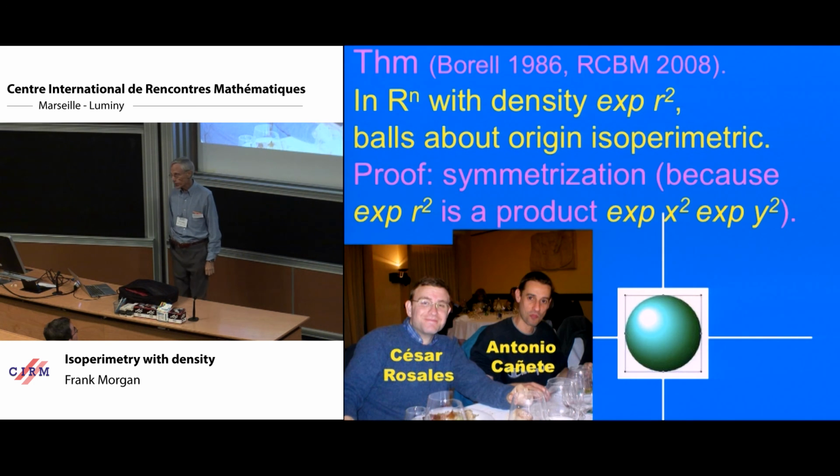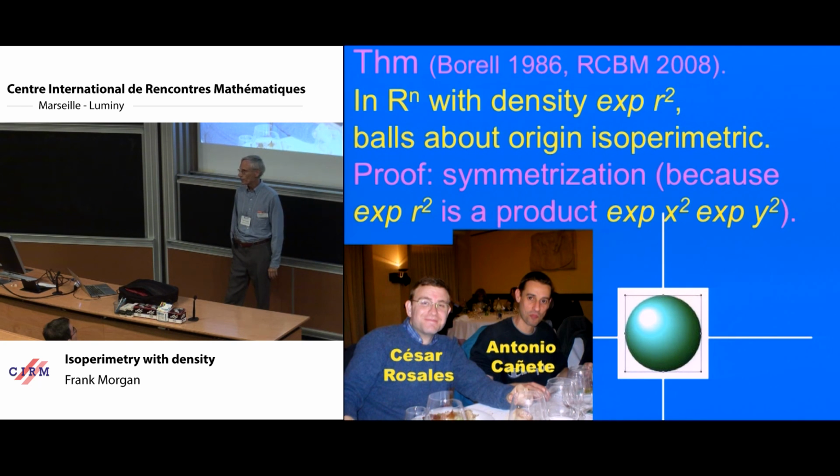So there were certain examples that were known before. The easiest example is density e to the r squared. This was actually settled by Borell back in 1986. And in that case, you can prove it just using Steiner symmetrization. And the reason is that the density is a product, right? e to the r squared is equal to e to the x squared times e to the y squared. So you can use a symmetrization argument in that case.